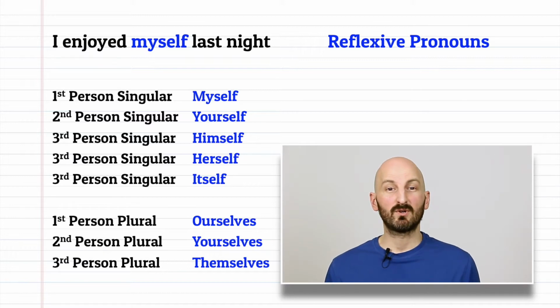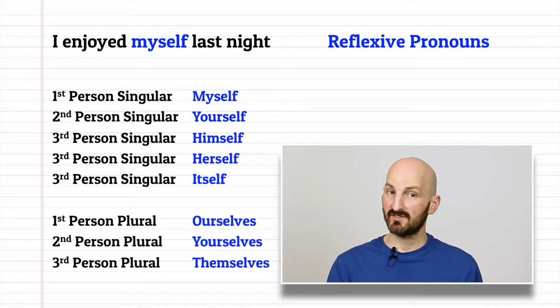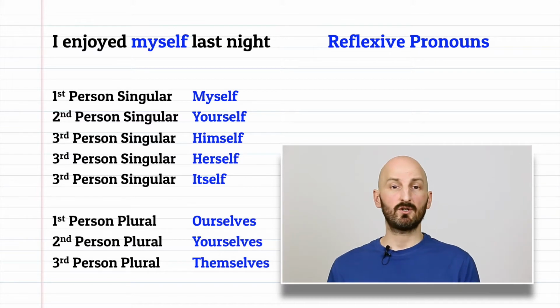We use reflexive pronouns in the same way as the other pronouns. First person, myself, ourselves. Second person, yourself, yourselves. Third person, himself, herself, itself, themselves. Now be careful with these because the plural forms use selves and the singular forms use self. It's not a bad mistake, but it's an easy one to make.